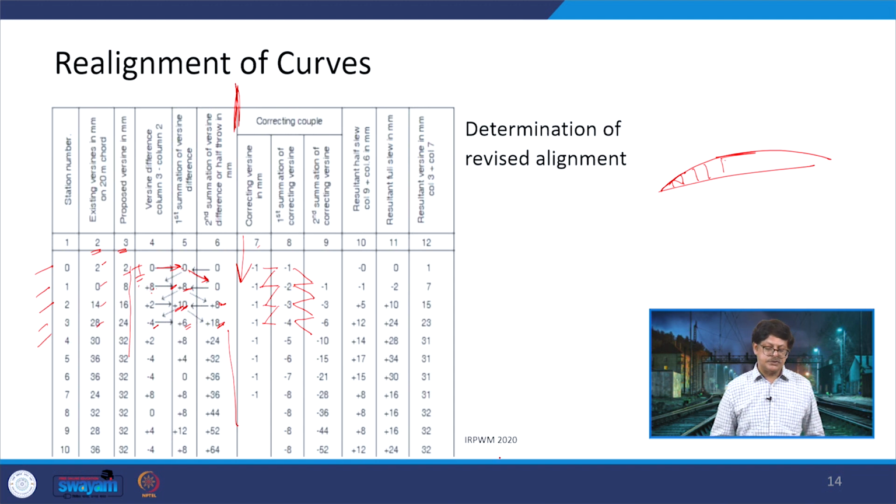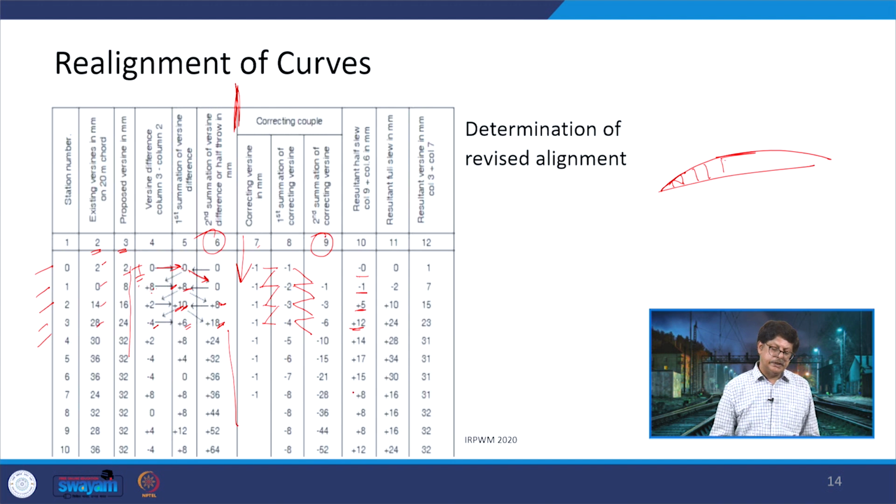Then what we do next is the resultant half slew, which is nothing but column 9 and column 6, because of the initial value which we have got and the correcting couple which we are using now. So, we consider those two and take a summation. So, it is 0 and 0, so this value comes 0, then this is 0 and minus 1, then plus 8, minus 3 is plus 5, plus 18 and minus 6 is plus 12. So, that is how these values will be there.